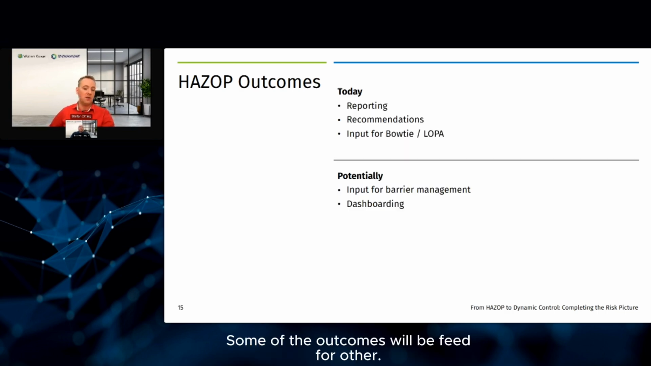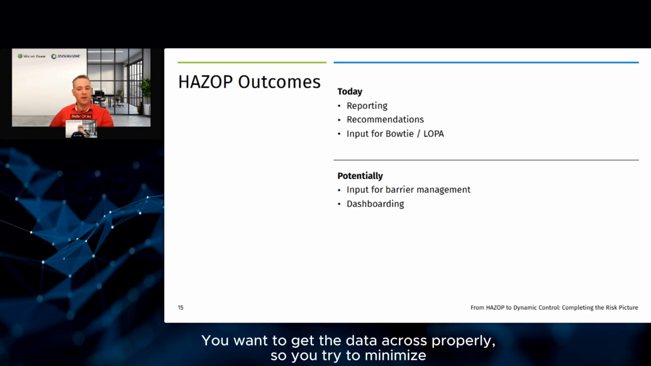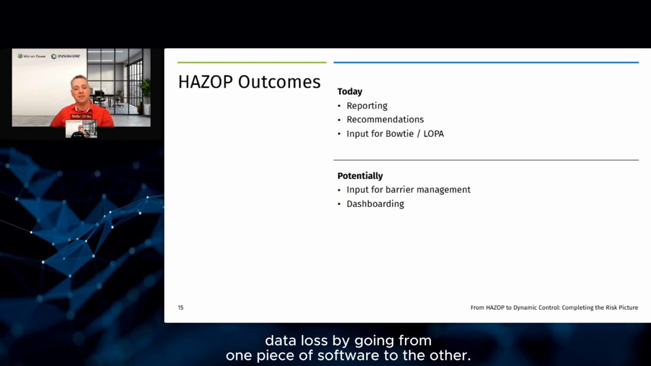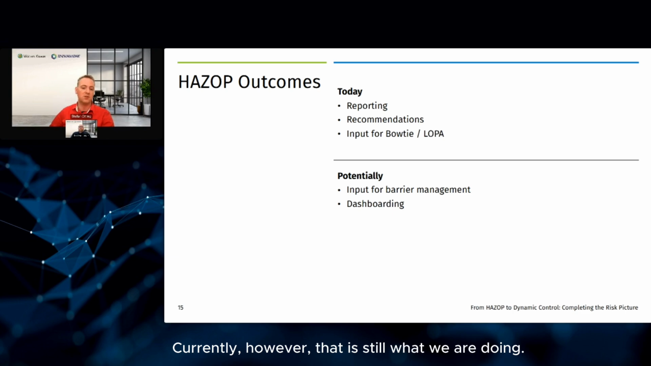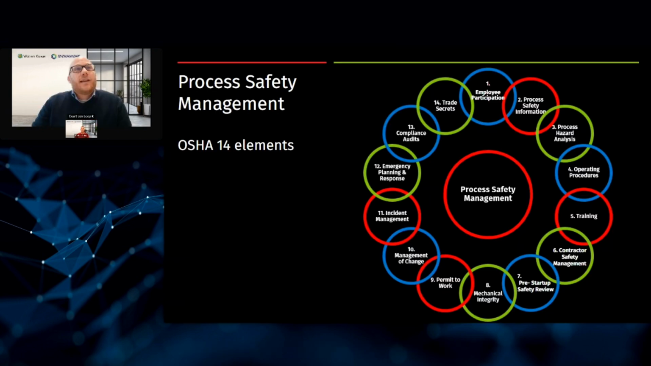Some of the outcomes will be feed for other studies, such as a Bowtie assessment or a LOPA assessment. You want to get the data across properly. So you try to minimize data loss by going from one piece of software to the other. But currently, that is what we are doing.